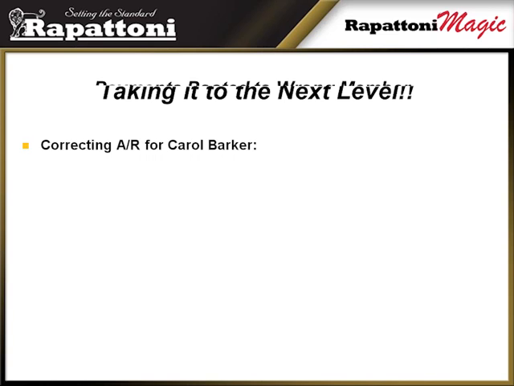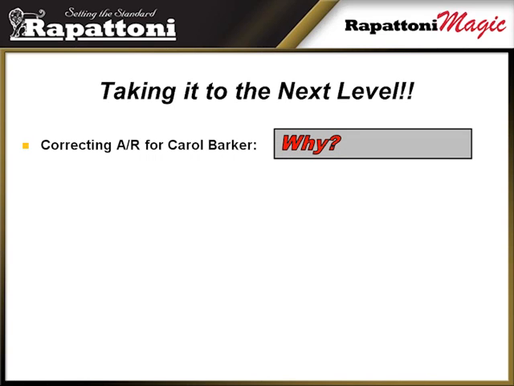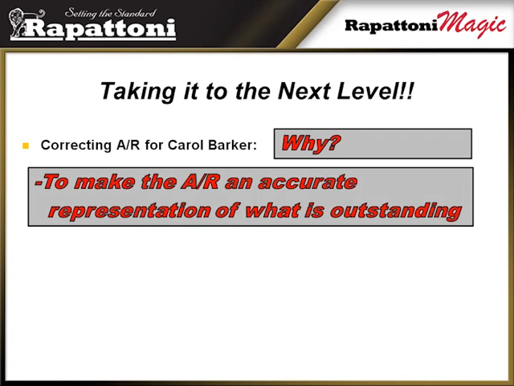Now, let's take it to the next level. And what I mean by that, we are going to correct Carol Barker's AR. And you're probably asking why. She already has the amount of $327 due, which is what exactly she owes. But we want to make sure that the AR is an accurate representation of what is outstanding. Right now, her invoice that's outstanding is an adjustment invoice, not the dues invoices.